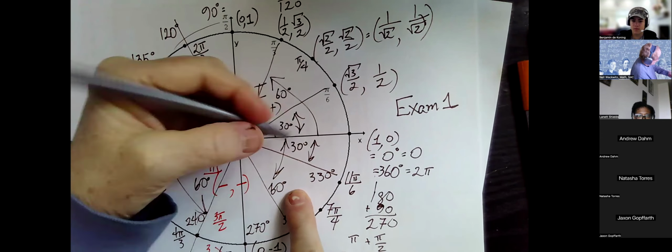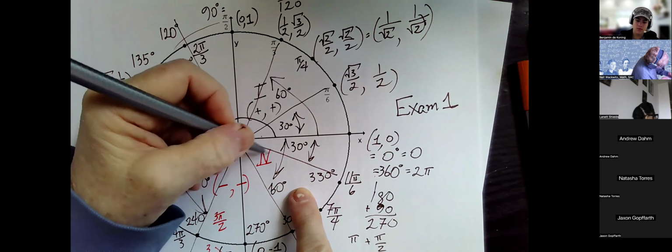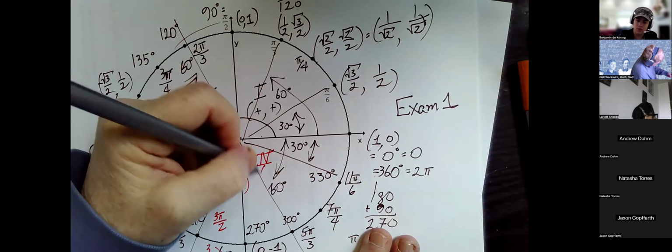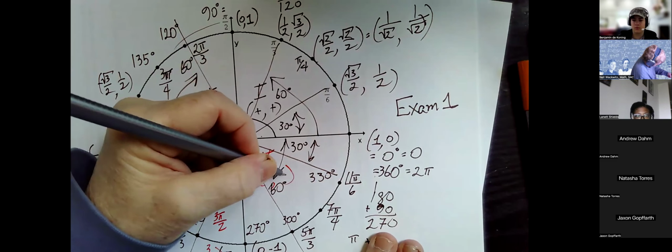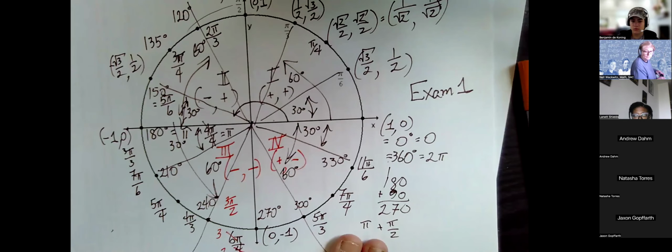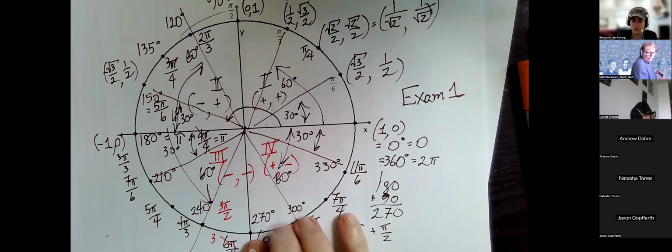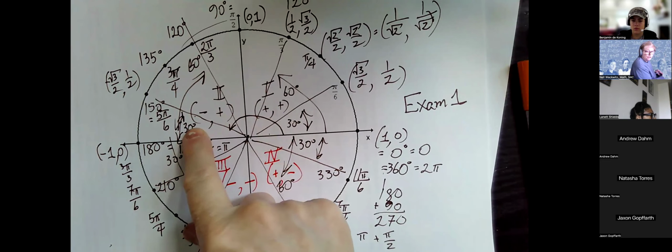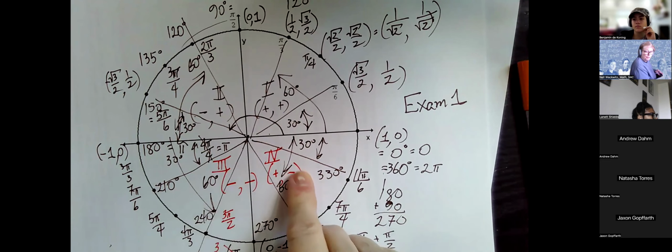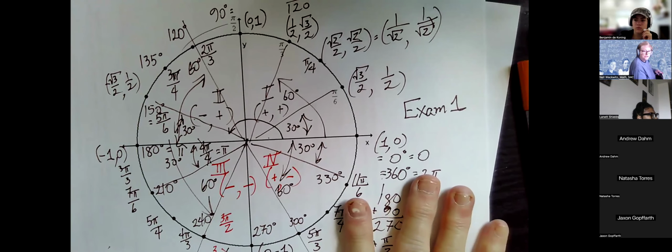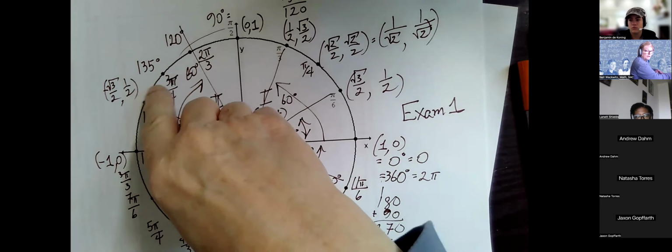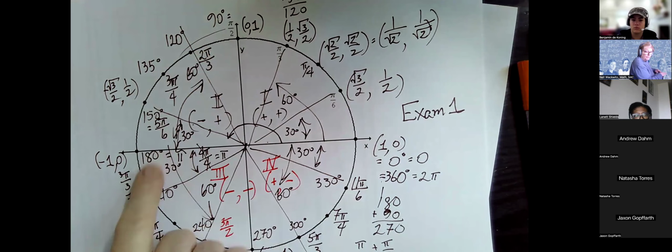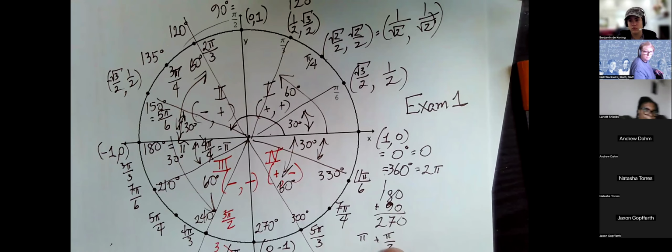Okie doke. And what about quadrant 4? What sign? Minus? Positive. Good. So if we know the signs around the unit circle, do we know also every value of all of these points?